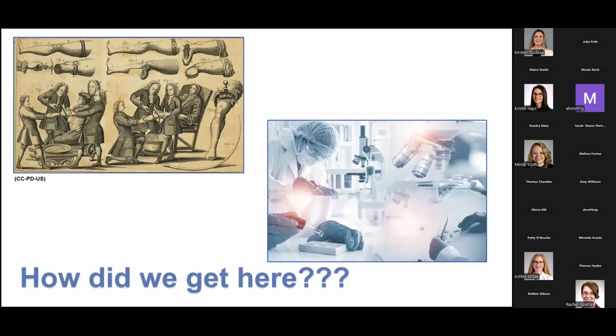So how did we get here? You can see the picture on the left here. This was essentially instruction for how to perform an amputation. And then we get to a more exact science and exact medicine here on the right. So we'll take a journey through what practices looked like from an infection prevention standpoint when they were doing things, you might say, not in a sterile manner, especially with amputations and surgeries, and then how we got to the more exact, precise medicine that we have today.